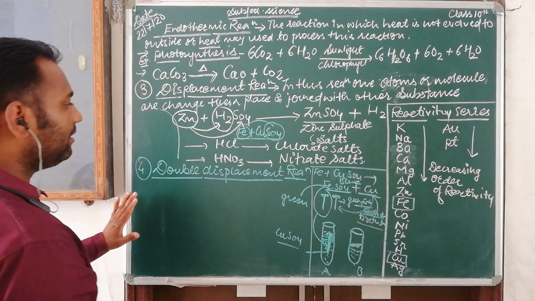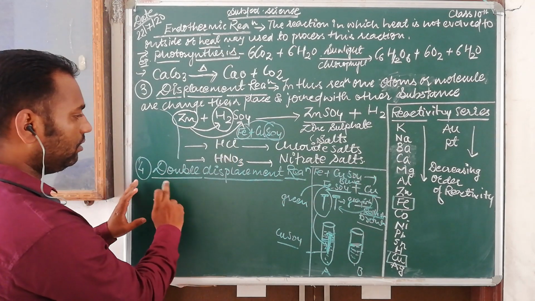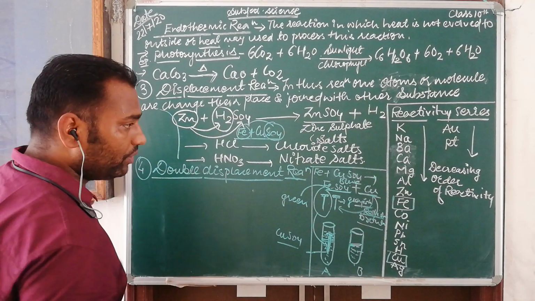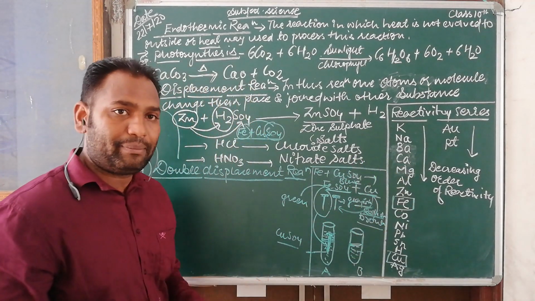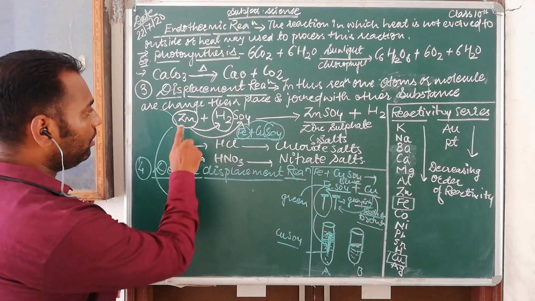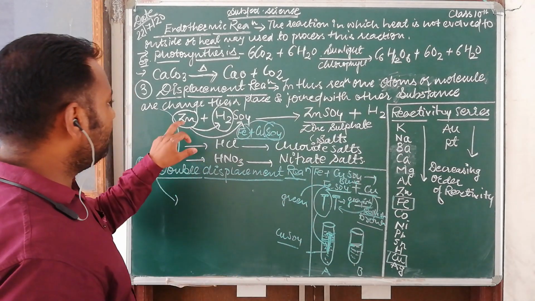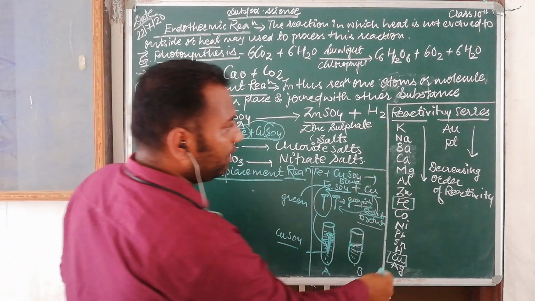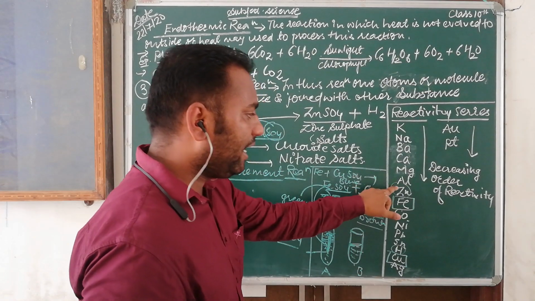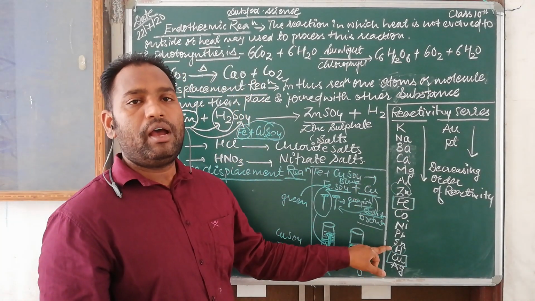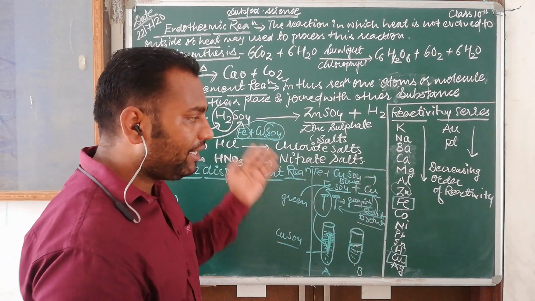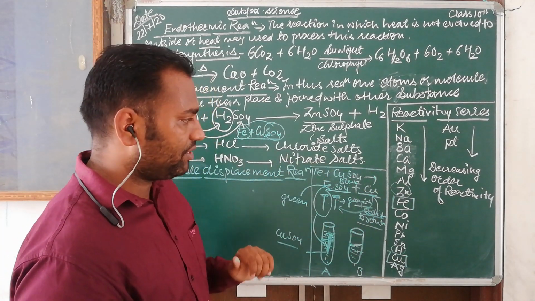You don't need to write this down. We have to take one more example to show how the reactivity series works here. Look, Zn is here and H is here. So Zn can displace hydrogen from H2SO4, because Zn is higher in the activity series and H is lower.